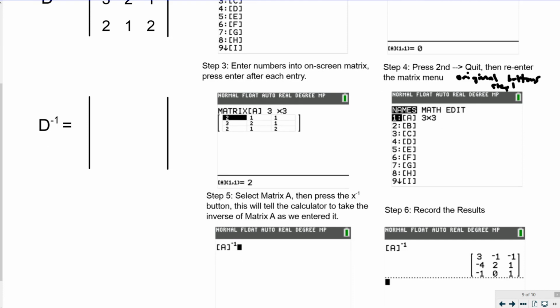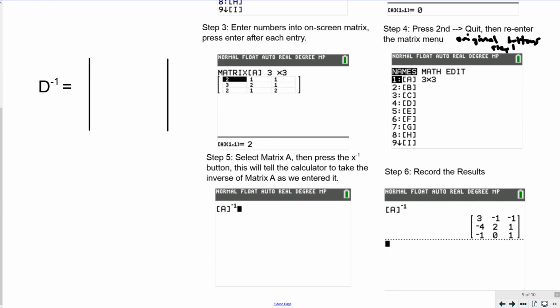And then it's going to take you back to the home screen. And then we're going to press the x to the -1 button. That's going to tell the calculator to take the inverse of matrix A as we entered it. So before you hit enter, your screen should look like this. And then you're going to record the results. So when you're done, you should get a 3x3 matrix with inverses. So 3, -1, -1, -4, 2, 1, -1, 0, 1.